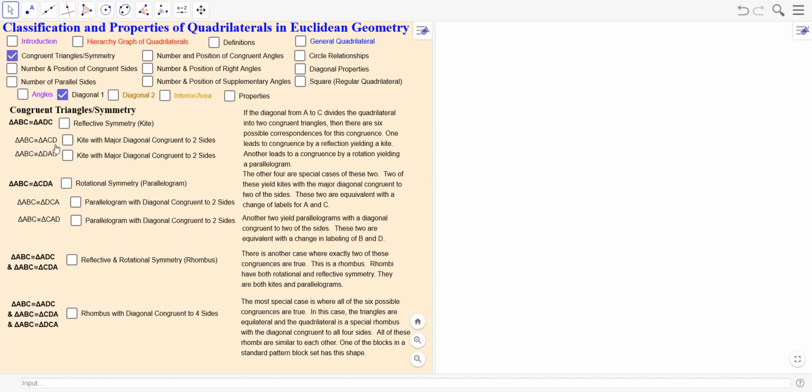If ABC is congruent to ACD, let's see what happens. AB and AC are the same length. Let's just go ahead and draw it. So it looks like this. AB and AC are the same length. See that? So now the diagonal is congruent to one of the sides. What else do we have? We have BC is congruent to DA. So you got two sides here that are congruent. What else do we have? We have AC is congruent to AD. Oh, well, what does that mean? That means all three of these are the same size.